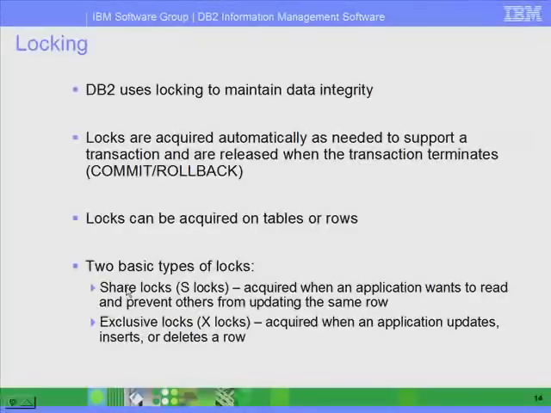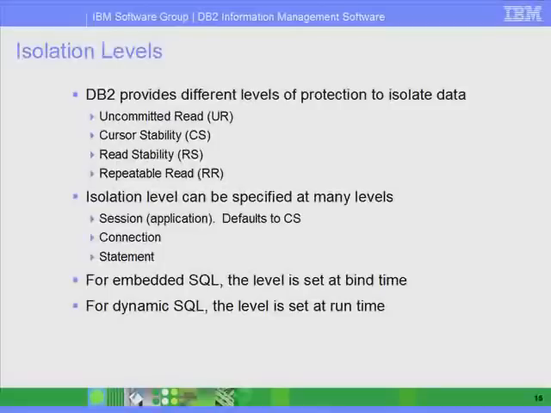Share locks are taken when you are performing maybe a read operation, and we just call it an S lock. An exclusive lock is taken when an application is doing an update, insert, or delete. So that will be an exclusive lock. That means that particular application can do things exclusively, and not all applications can work on the same row at the same time.